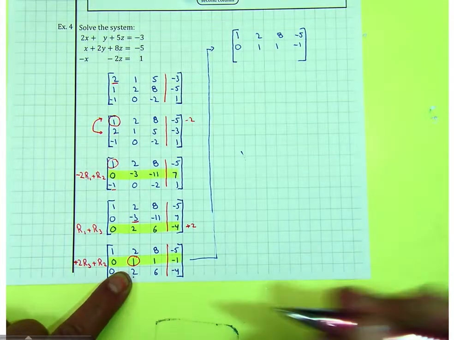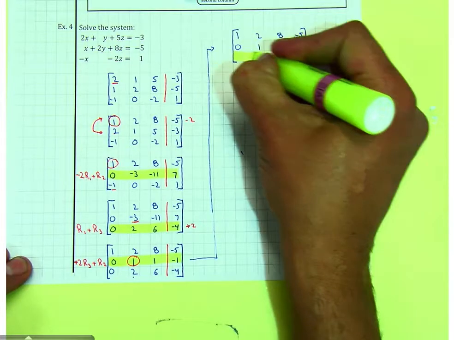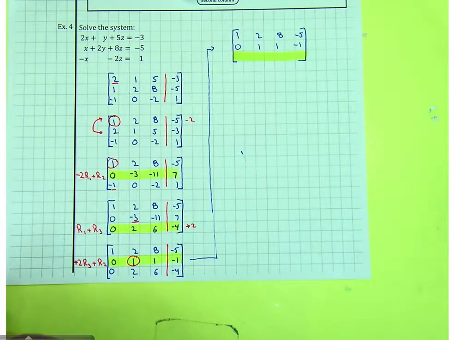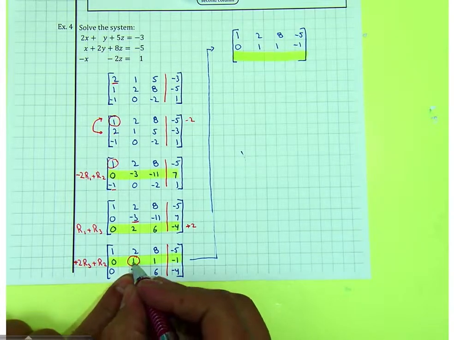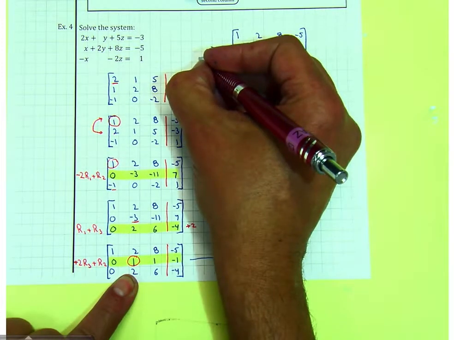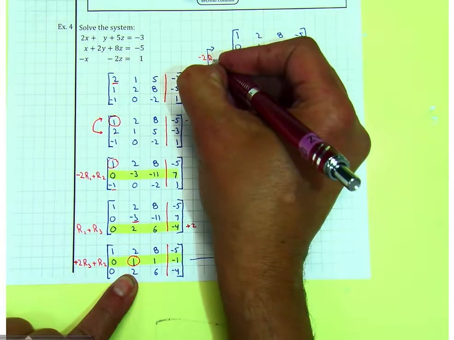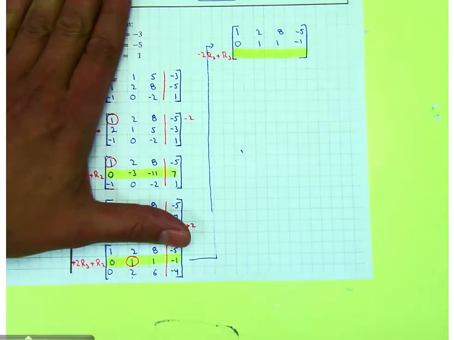And I'm going to change row 3. So what should I do? I want this to be 0, so I'm going to multiply this by negative 2 and add it to row 3. So I'm going to multiply negative 2, R2, and add it to R3. And that is the proper notation.